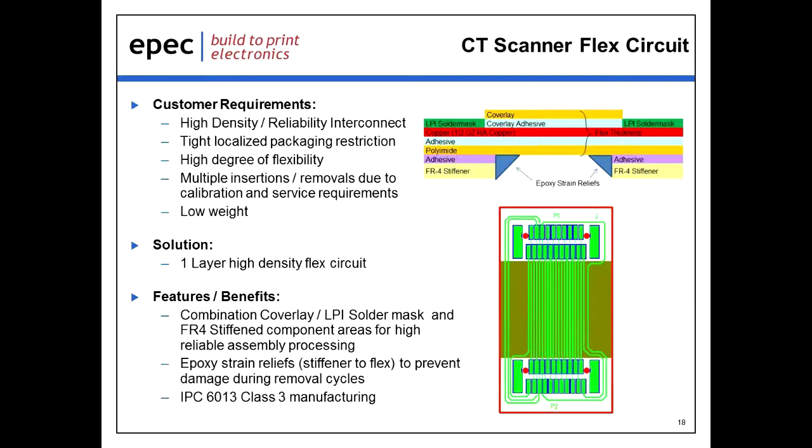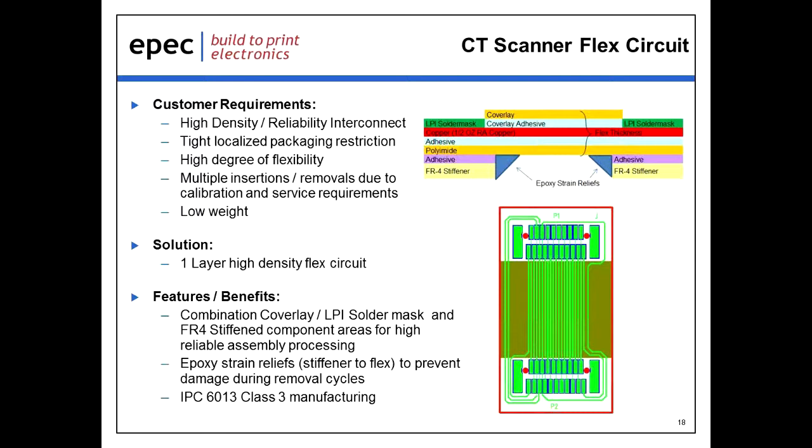Ultimately, the solution became a very high density, one-layer flexible printed circuit, which had the mating connectors soldered directly to the flex circuit. The features and benefits of the design was that we utilized a combination of a polyimide coverlay and standard LPI solder mask configuration to accommodate the assembly requirements of the connectors to ensure that there were no solder shorts and that reliability requirements were met.